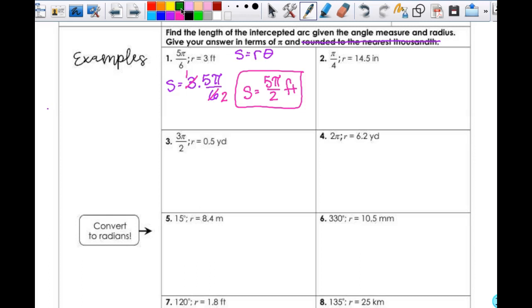Some of them are easier than others to do that with. 14.5, you making that into a fraction should be pretty easy anytime it's a 0.5, right? So 14.5 as an improper fraction would be what? 29 over 2, right? So 29 over 2 is what we're really using here for the radius. And then I have the theta, it is in radians. So S is equal to R theta, so 29 over 2 is the radius, times pi over 4. Can I reduce that at all? No. So then that means S equals 29 pi over 8, and my units are inches.